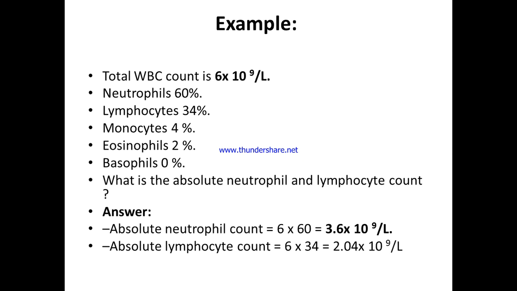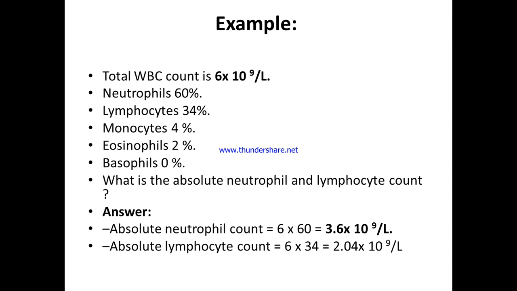How can we calculate the count of the cells? If we have a complete blood picture with a total white BC count of about 6,000 cells per deciliter, and the ratio where neutrophil is 60% and lymphocyte 34%, we want to calculate the number of the neutrophils. We multiply the 6 by 60%. There will be 3,600 cells per deciliter, or 3.6 multiplied by 10 to the power of 9 per liter.